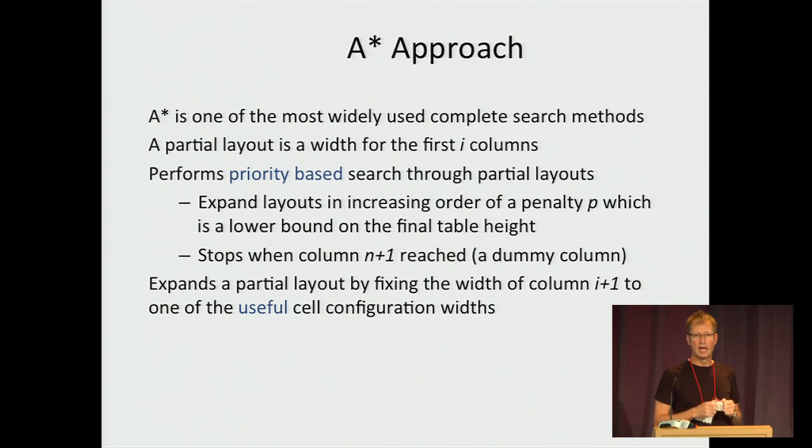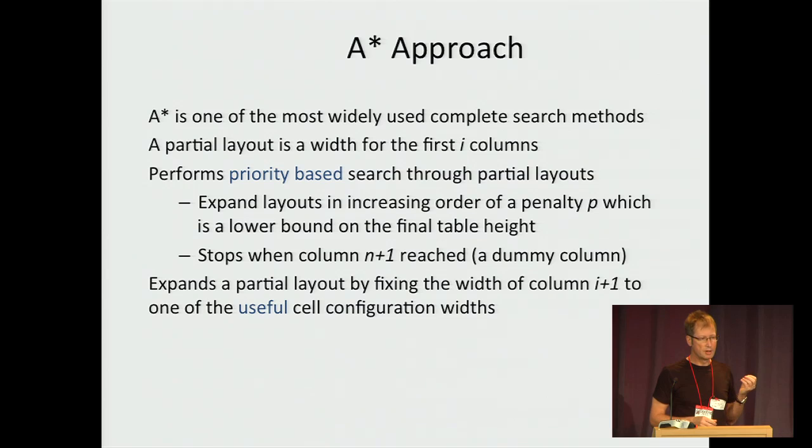So how we encoded table layout using A* is that we had partial layouts, and a partial layout was an assignment of a width for the first i columns, and then you perform a priority-based search through the partial layouts. Each partial layout has a penalty P, which is a lower bound on the final table height. And so you keep expanding the partial layouts, choosing the one with the lowest bound on the final table height until you reach a layout where you've actually found a value for all of the columns, and then you know, because it's a lower bound, that you've found the optimal layout and you don't have to look at any other possibilities.